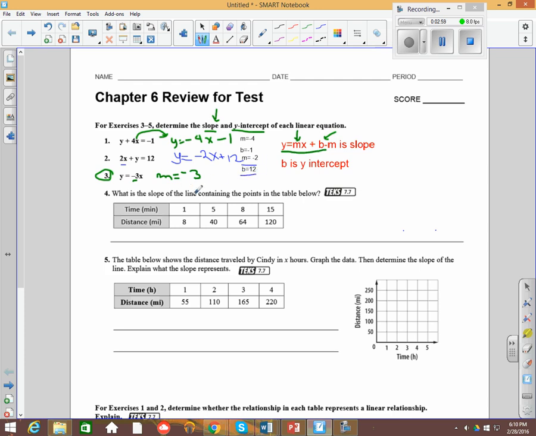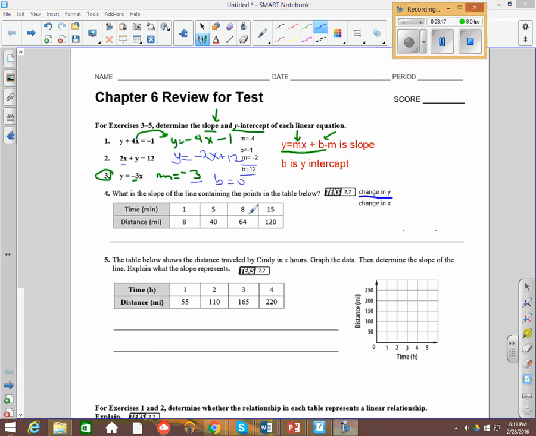And we've already done number 3. The slope is -3, the m. So what is the y-intercept for number 3? There's nothing added to it. So our b is 0. So that means it goes to the origin. The b is 0.